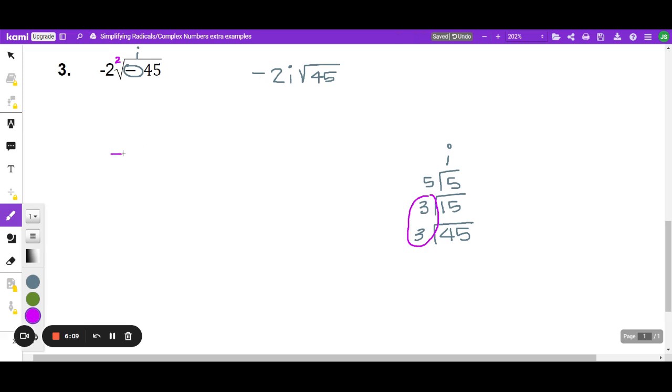So I already had a -2 and an i in the front. Now I also have a 3 in the front. I have this 5 left over that wasn't part of a group, so that has to stay inside the radical. So we keep a 5 in the radical. And then as our last step, we're going to multiply. -2 times 3 is -6i radical 5.